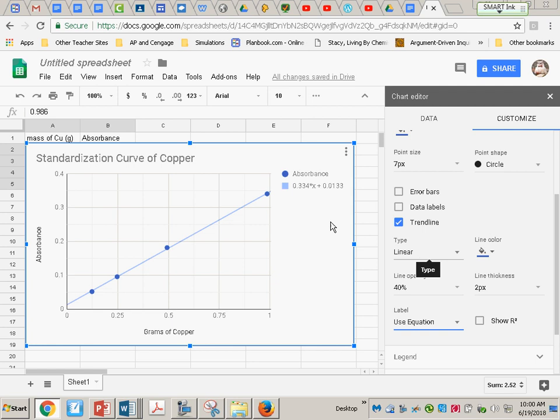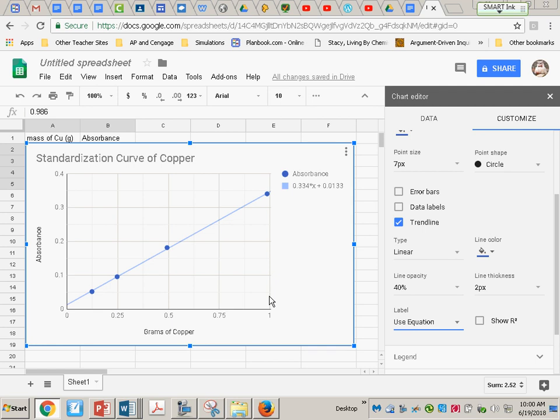Now, because this is a linear graph, the equation is in y equals mx plus b format. It is in linear format. So this equation is really saying y equals 0.334x plus 0.0133. So it's giving you a y equals mx plus b equation, which you can then use to take a y value of your absorbance of your brass. So you'd plug in your absorbance as a y value, plug that number in for the brass sample, set it equal to 0.334x plus 0.0133, and then solve for the x value to figure out how many grams of copper were in that sample.